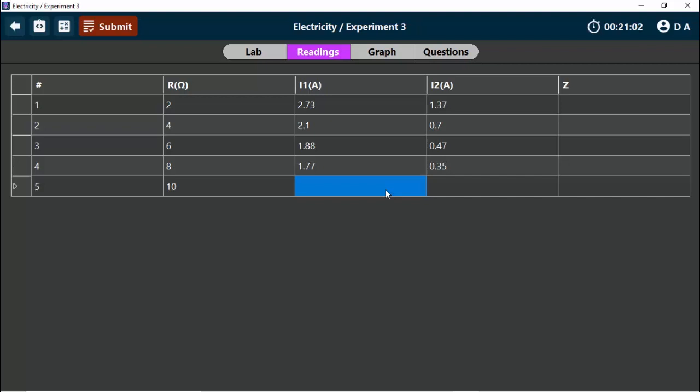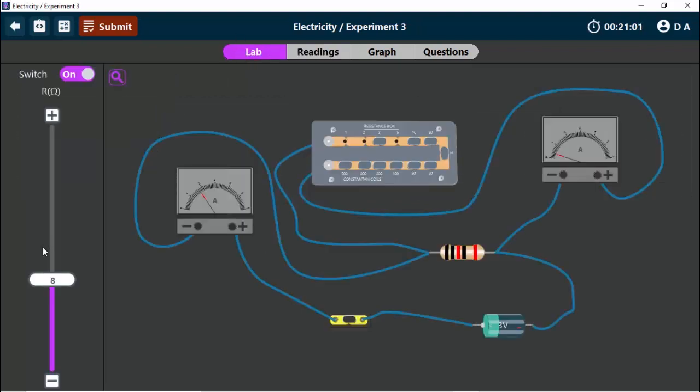So lastly, we change the value of R. Before we do that, we switch off. We change the value of R to 10. Then we switch this on. So once this is on, you take your reading. So your reading is around 1.7.